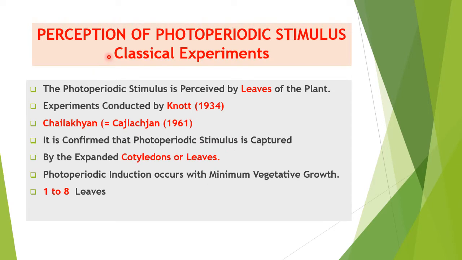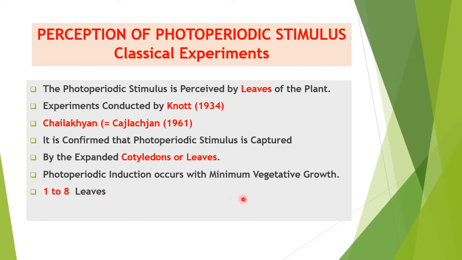Now the question is, where is the perception of the photoperiodic stimulus? As I said, we'll be dealing with the classical experiments, which will be grafting experiments, subjecting leaves to exposures and then seeing the responses. The photoperiodic stimulus is perceived by the leaves of the plant. Experiments conducted by Chailakhyan, who was a Soviet plant physiologist, in 1961 confirmed that the photoperiodic stimulus is captured by the expanded cotyledons or leaves.